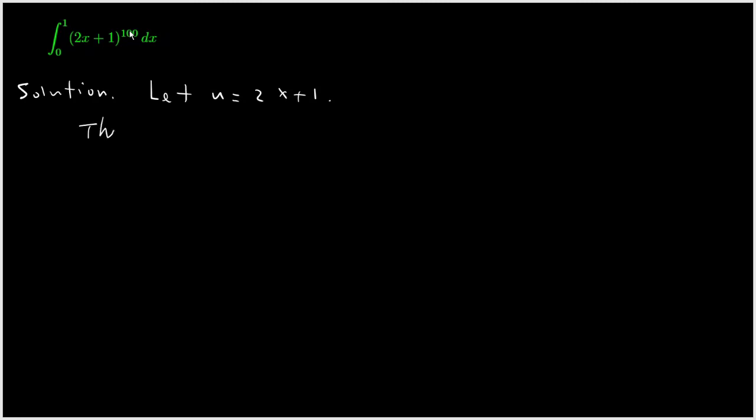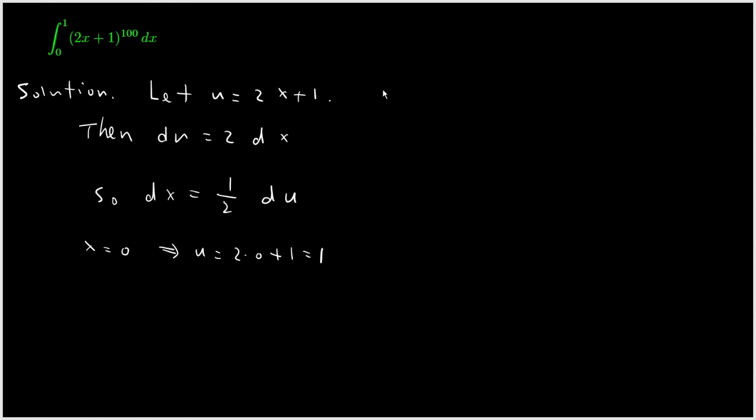And then we compute du, the differential of u. Differentiate the function, you have 2 times dx. So dx equals half of du. We now get the u values for x value of 0 and x value of 1. X value of the lower limit of 0 corresponds to u value of 2 times 0. The relation between u and x is in the substitution. 2 times 0 and then plus 1, which is 1. And then x value of 1 corresponds to u value of 2 times 1 and then plus 1, which is 3.